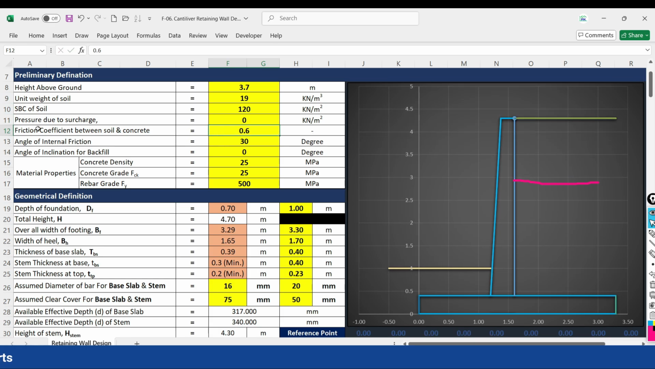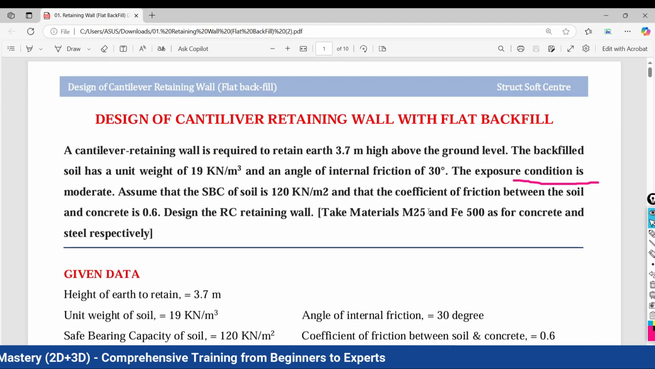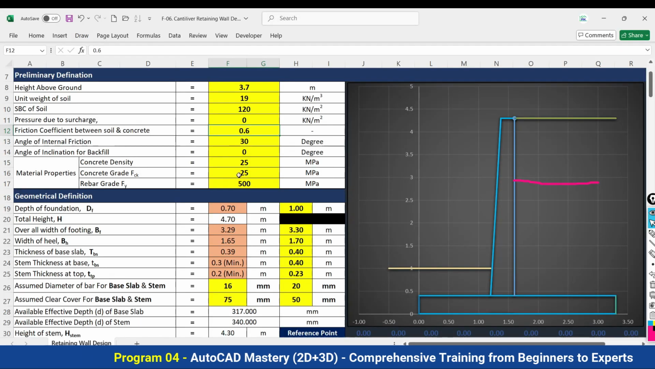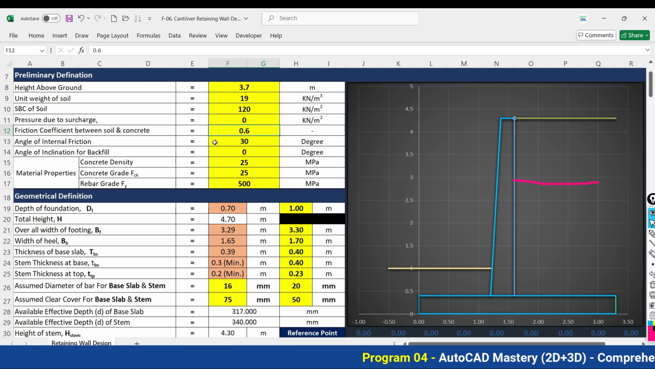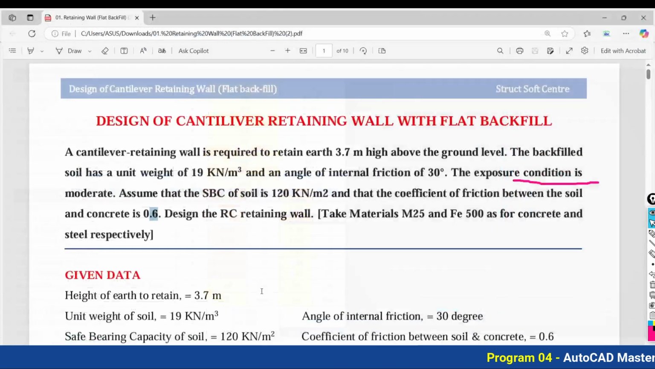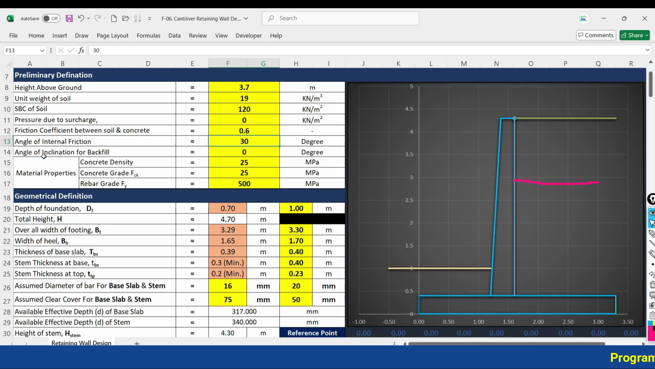That's it. Now, friction coefficient between your soil and concrete. That we have been given as 0.6, as you can see, 0.6. So we are going to define it here as 0.6. Now, the angle of internal friction is 30 degree as given, so I am going to write here 30 degree.